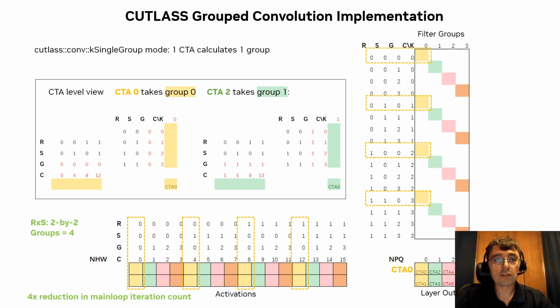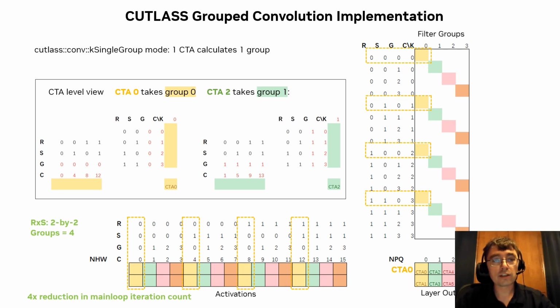CUTLASS's implementation defines a mode which maps one CTA to one filter group. This figure zooms in on the workload of 2 individual CUDA thread blocks, CTA0 mapped to filter group 0, and CTA2 mapped to filter group 1. We can see that CTA0 only computes channels that correspond to filter group 0, namely channels 0, 4, 8, and 12. CTA2 shows a similar pattern.